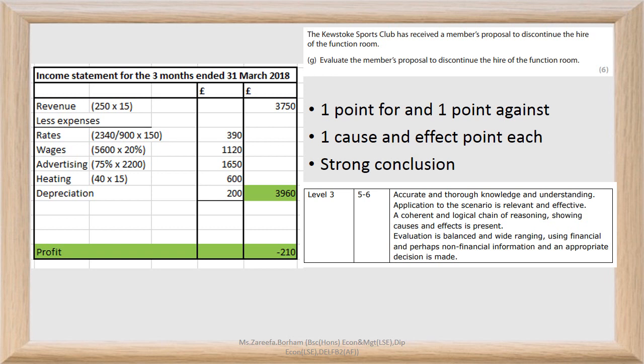The last part of the question asks us to evaluate the member's proposal to discontinue the hire of the function room. In this case, since it is for 6 marks, we should discuss points for and against, with at least one cause and effect point for each. Along with this, a strong conclusion is required. We should also consider both financial and non-financial factors when making the decision.